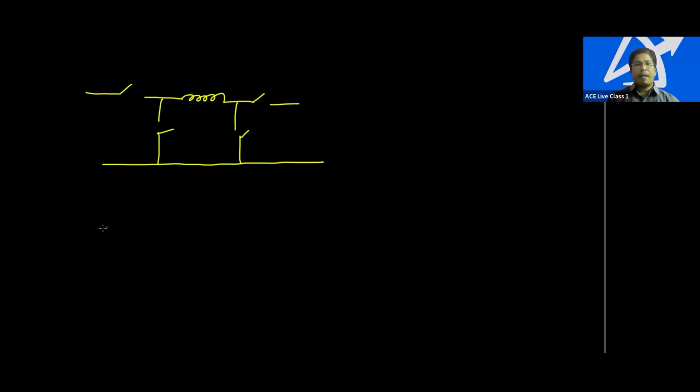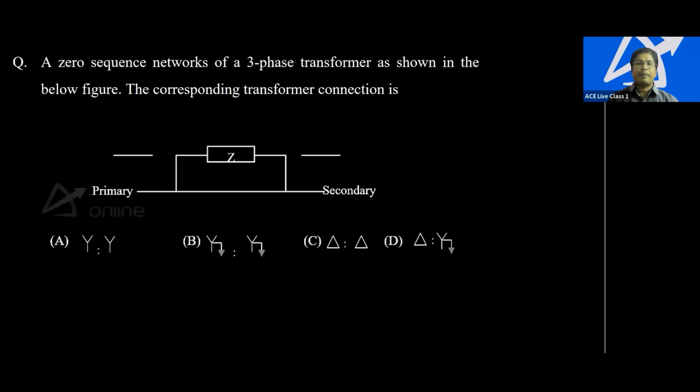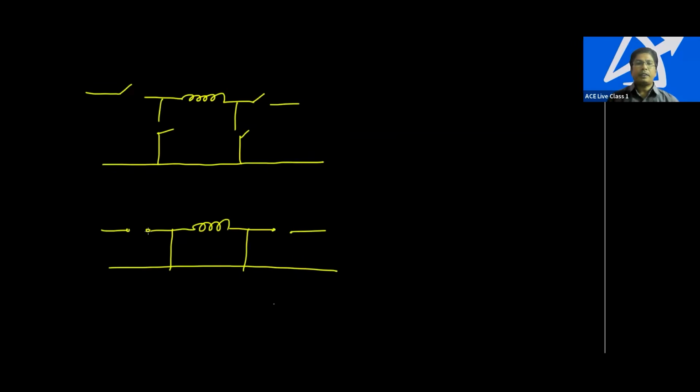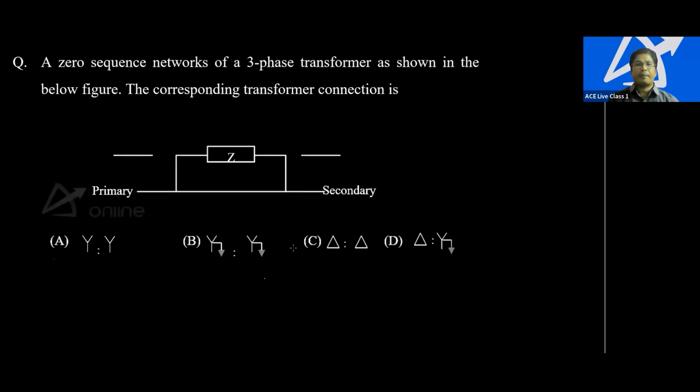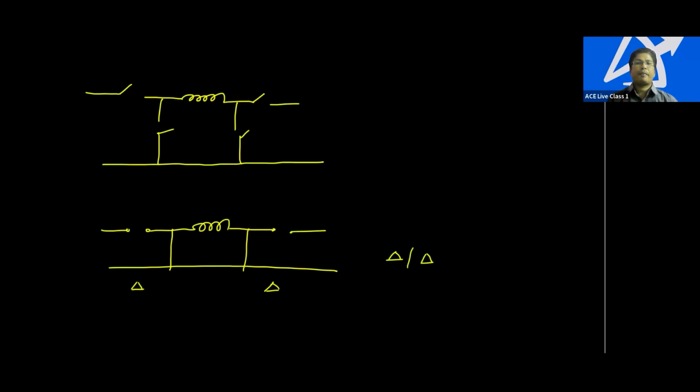So when primary is delta, the series switch will be opened and the shunt switch will be closed. Suppose if secondary is also delta, secondary series switch is opened, shunt switch will be closed. This is the circuit diagram they have given, right? So this is delta, this is also delta. Therefore, the transformer connection is delta connection. So directly by seeing the shunt switch connection, we can give the answer. Very simple question. Right.